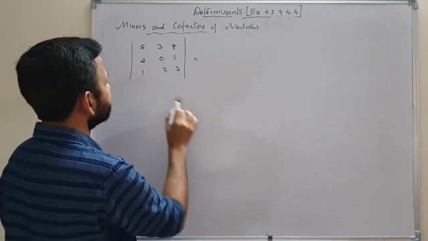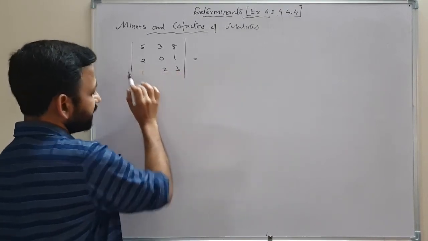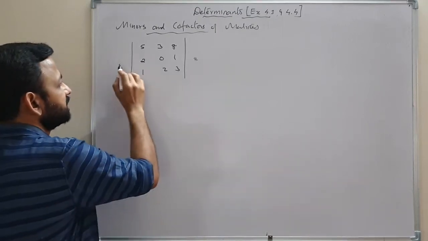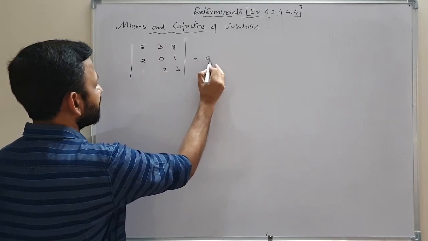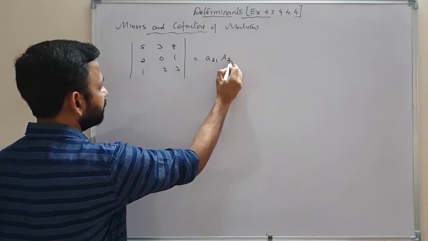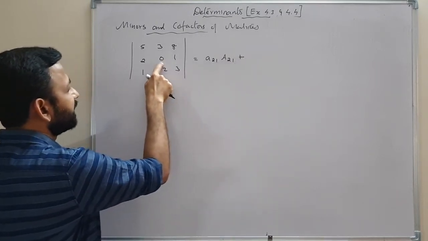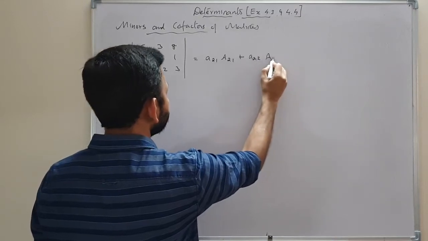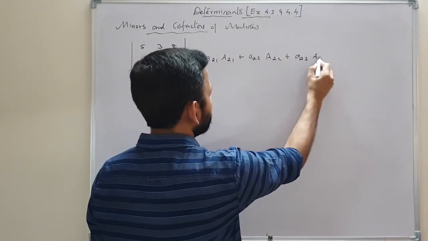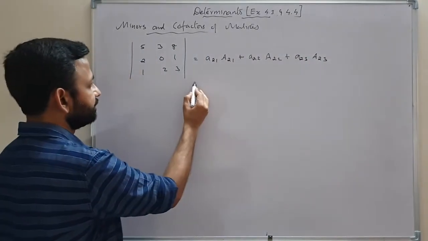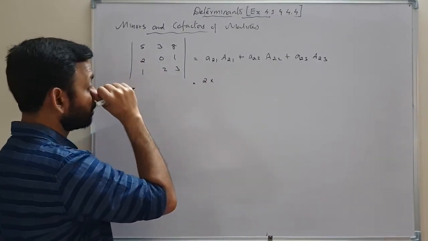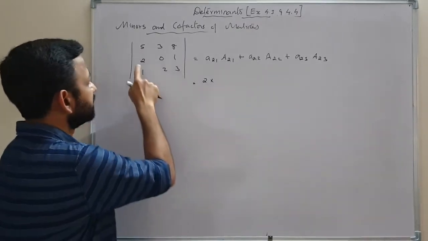So we can write the formula first, using cofactors of elements of second row. So this is second row. So first element a21 into capital A21, plus second element a22 into capital A22, plus third element a23 into capital A23. That is equal to a21, 2, into. Now we are going to find a cofactor of this element.